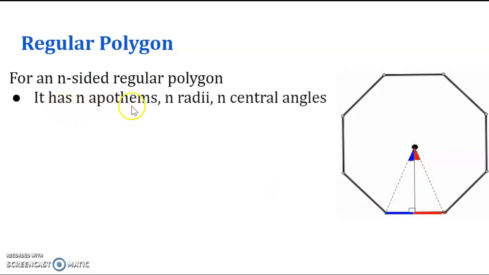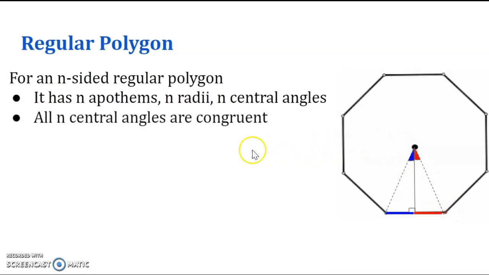And it has n apothems and n radii and n central angles. So the number of sides determines the number of apothems you're going to have, as well as the number of radii and the number of central angles. And all the central angles are congruent because we're really talking about congruent triangles that you're going to be forming.